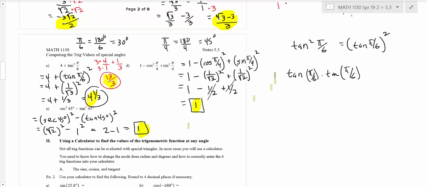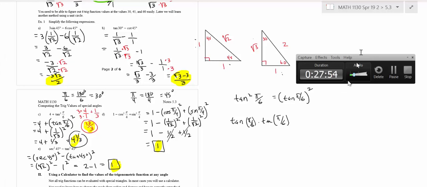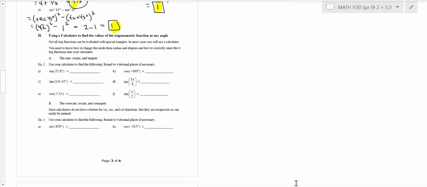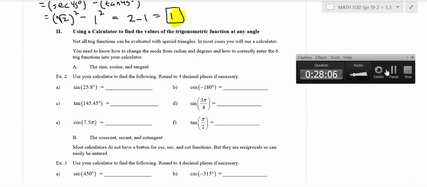Partially what we're doing in the first part of this section is learning your special triangles, but you also want to be able to do some arithmetic with this, and that's a good exercise to practice the arithmetic with radicals and trig expressions and so forth. So that's the first part of the lesson. In the second part, we're going to start looking at how to use your calculator. You want to get your calculator out as you go through these problems and do them with me. You want to make sure that you're real comfortable doing this.